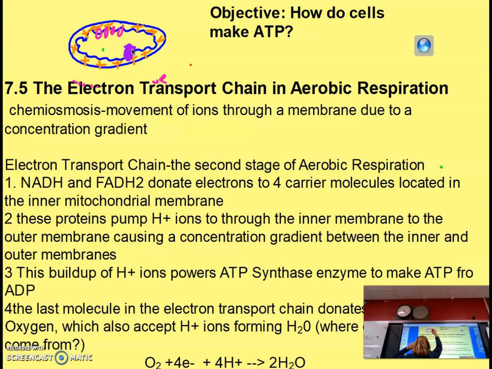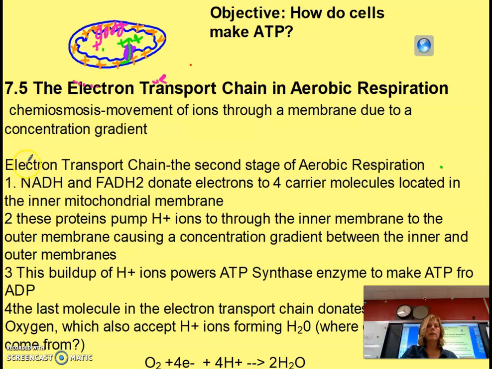It's fancier than that, but it makes ATP from ADP, powered by moving these ions through, acting like a little battery pack. These proteins are actually doing the opposite thing. They're taking positive ions and pushing them out here, so as to cause this buildup. And they're powered by those NADH and FADH2 molecules.